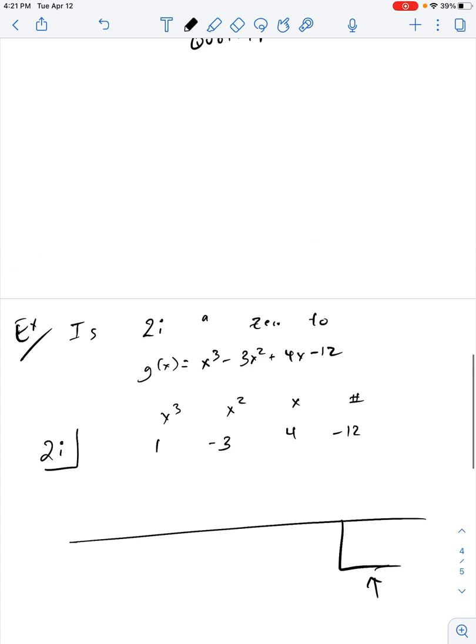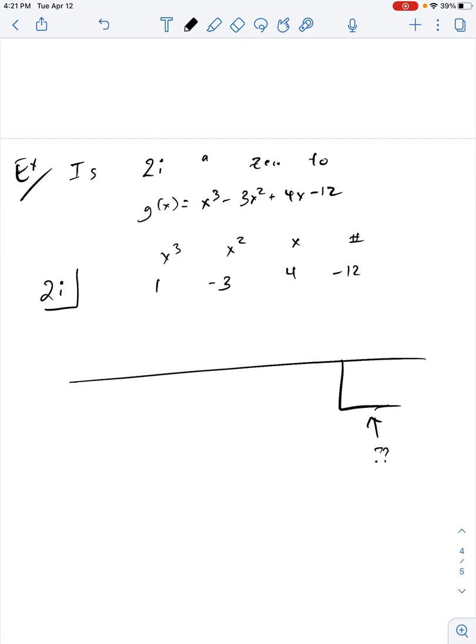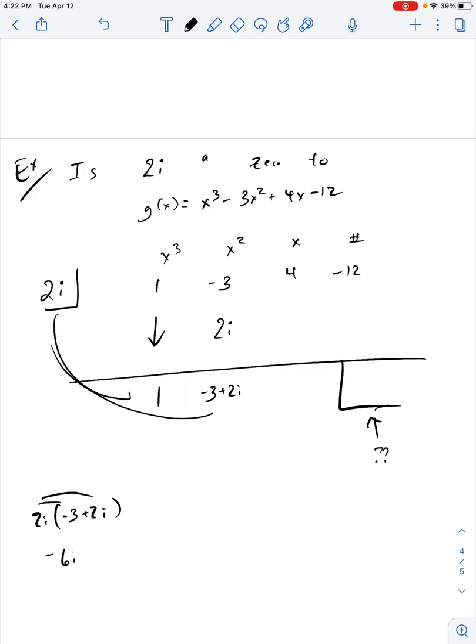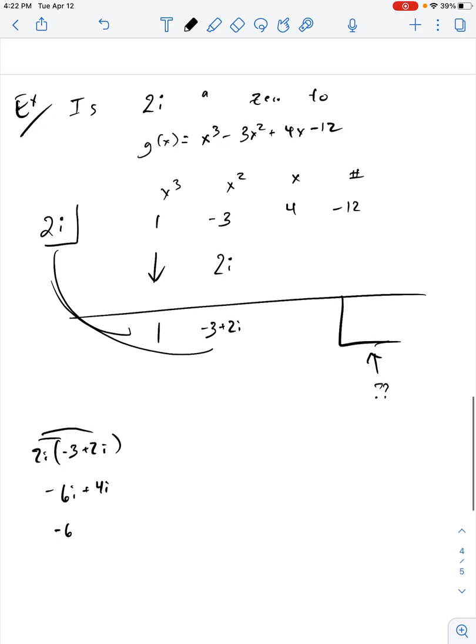Well, it all depends on the remainder. All right, we bring that one down. We multiply. Gives us 2i. Remember, we add there, but we cannot add because they're unlike. So all we can do is write negative 3 plus 2i. Then we multiply again. Do a little side work. We have 2i times negative 3 plus 2i. Let's not forget our i properties that we learned. So it's negative 6i plus 4i squared, or in other words, negative 6i minus 4.